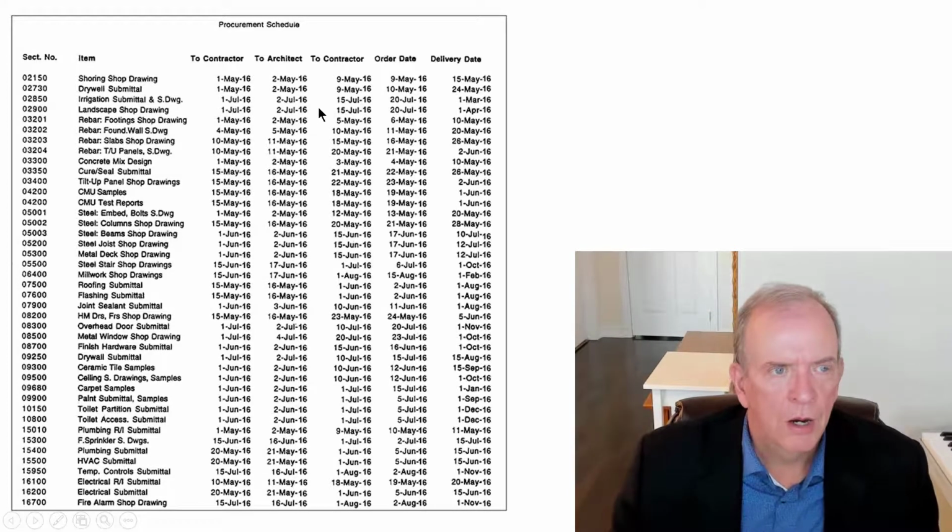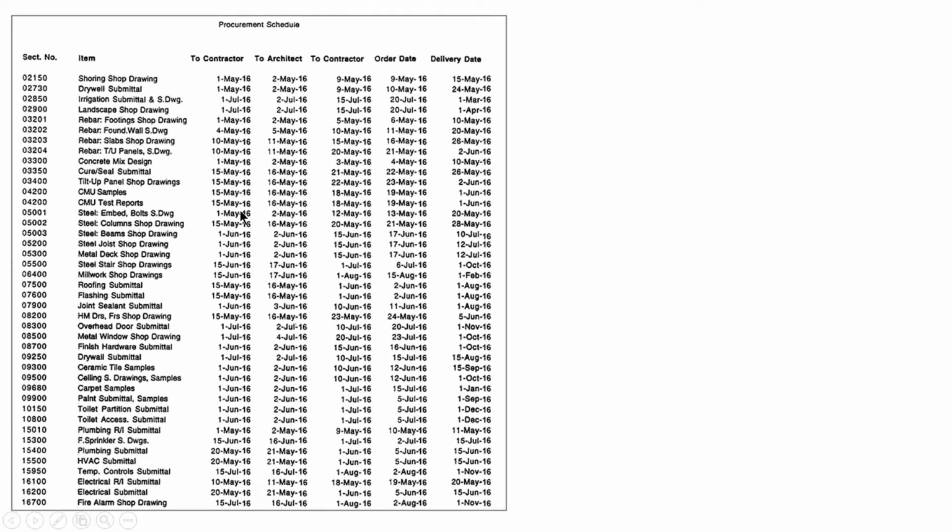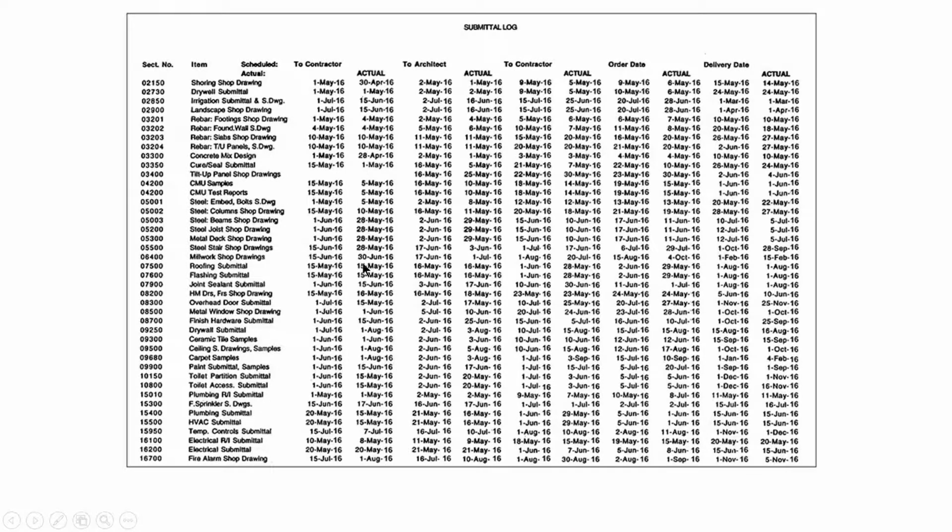So we call that our procurement schedule, which is really our submittal log, and it's including all these things like shop drawings, submittals, sampling, anything that has to be trailed. We're following it, and we've got it documented. So we're following it here with the submittal log to the contractor, to the architect, to the contractor, the order date and the delivery date, and then the actual.